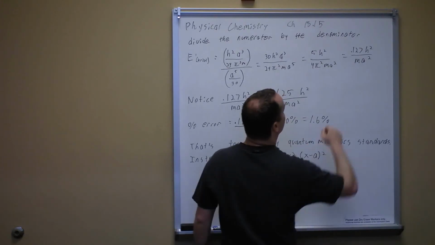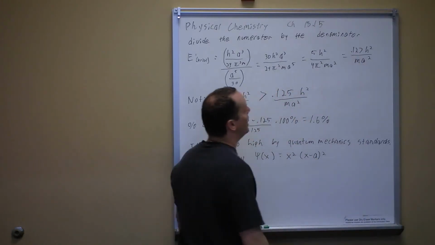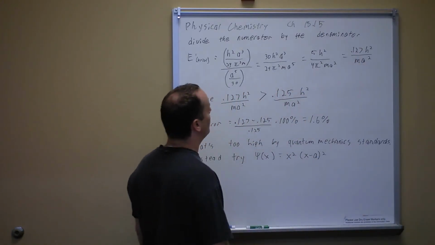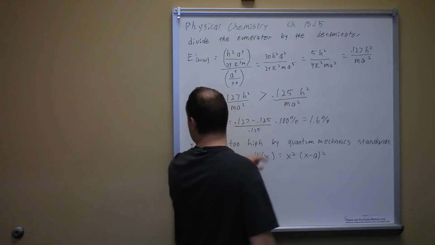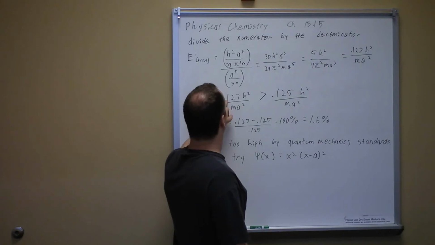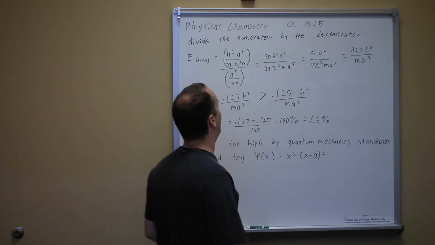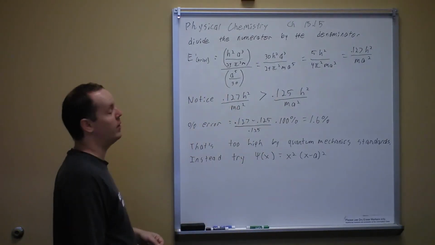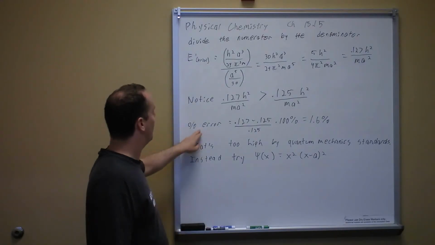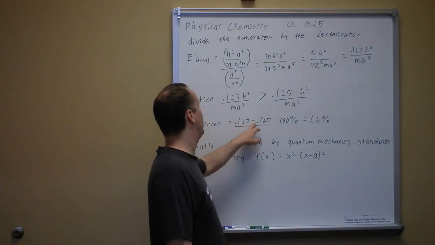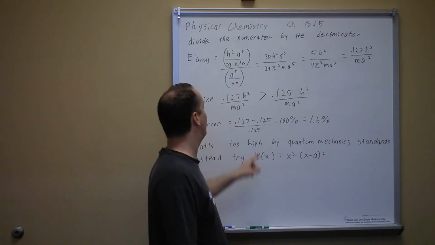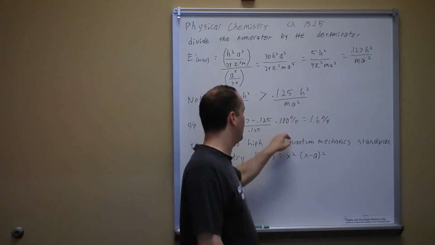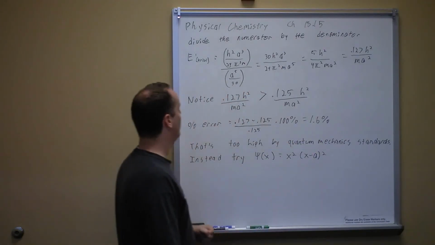Simplifying this, we get 0.127 h squared over m a squared. Now remember, our actual value was 0.125. So notice 0.127 is slightly larger than 0.125, which means we were close, but not exact. So our percent error, you just take 0.127, everything else cancels out, so I left it out. 0.127 minus 0.125 over 0.125 times 100%, you get 1.6%.